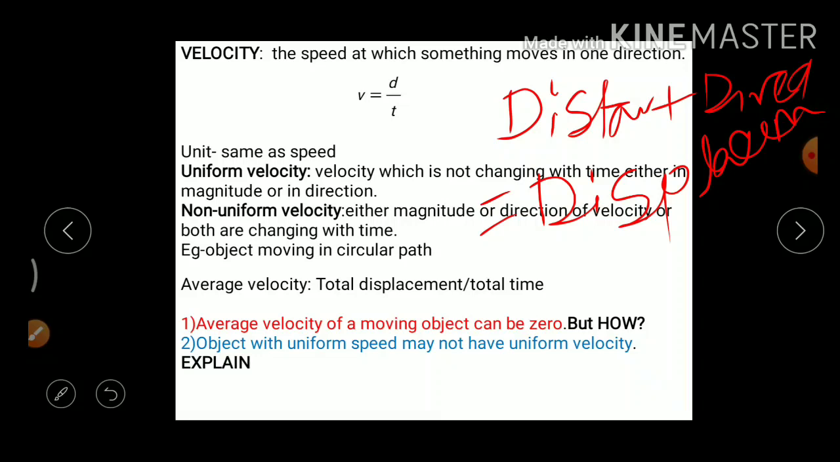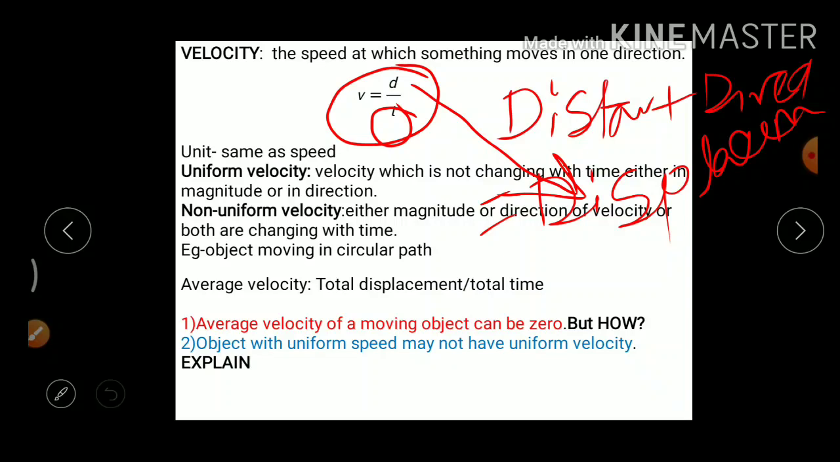So velocity is also d by t, but here d means displacement, and t is for time, v for velocity. Its unit is also the same as that of speed, because distance and displacement are of the same unit, and time is common. So in the CGS system it is centimeter per second, and in the SI system it is meter per second. The units are the same for velocity and for speed.